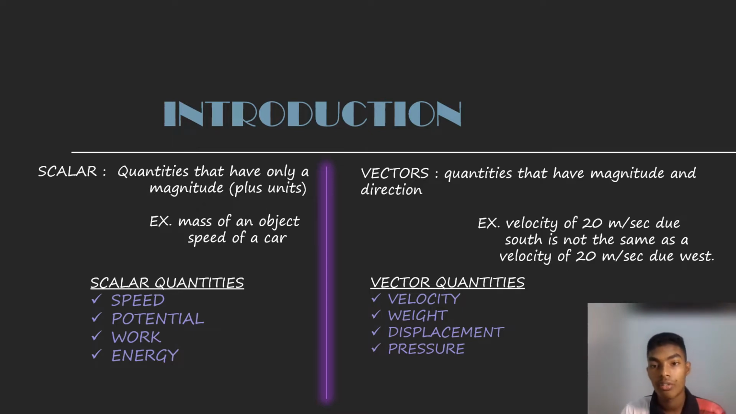Vectors are quantities that have magnitude and direction. For example, velocity of 20 m/s due south is not the same as velocity of 20 m/s due west. Some examples of vector quantities are velocity, weight, displacement, and so on.